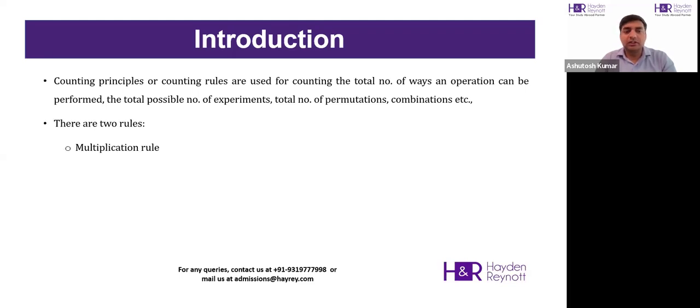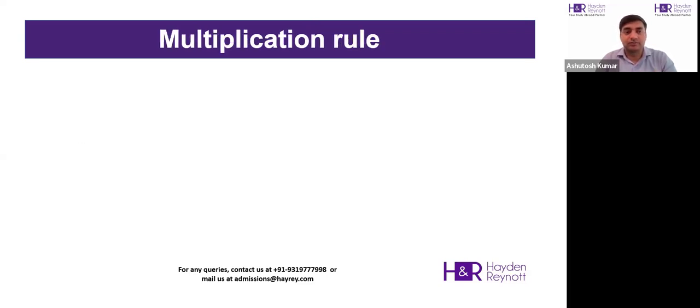There are two rules in the counting method. First one is the multiplication rule and second one is the addition rule. So let's try to understand what this multiplication rule and this addition rule of the counting method are.